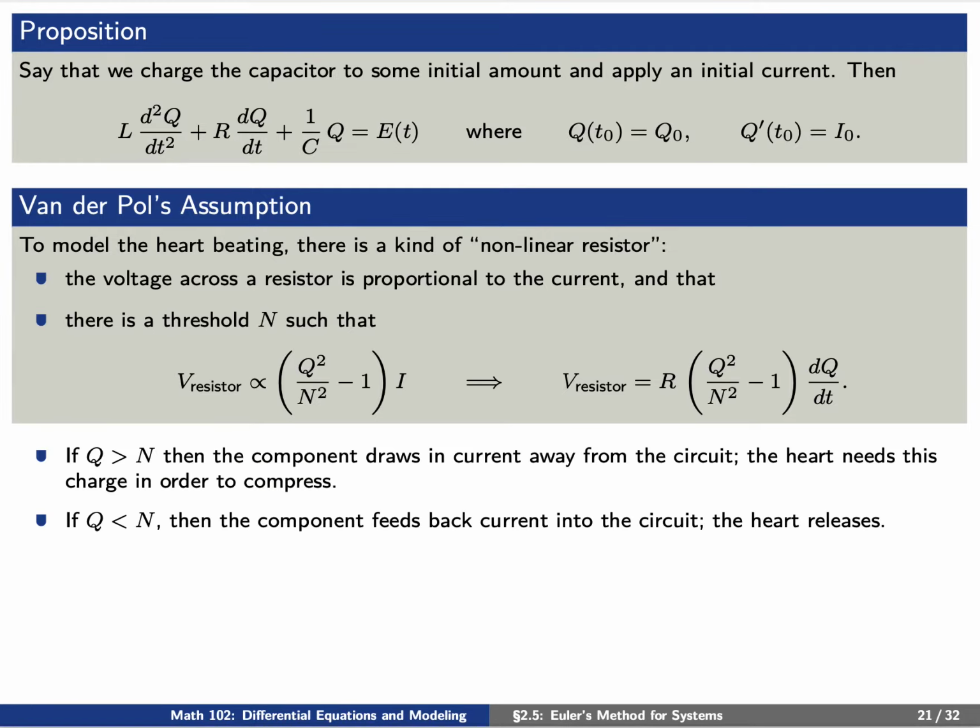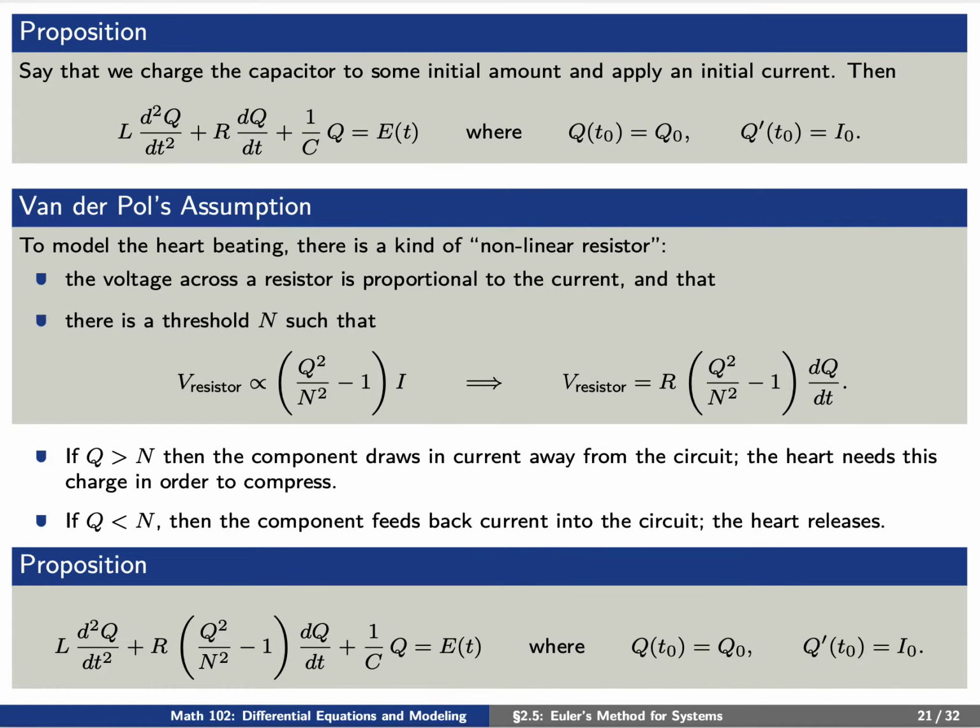Here's what this n represents. If our charge Q is greater than this threshold n, then that means that this component must draw a current away from the circuit. This is like the idea of a heart needing a charge in order to compress and push blood through. However, if Q is less than this threshold n, then a component feeds current back into the circuit. This is like the heart releasing, and it no longer needs the charge in order to hold together, to hold the blood pressure.